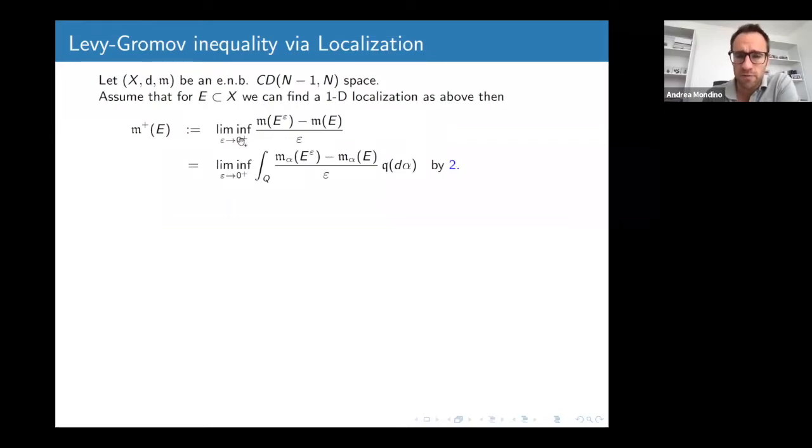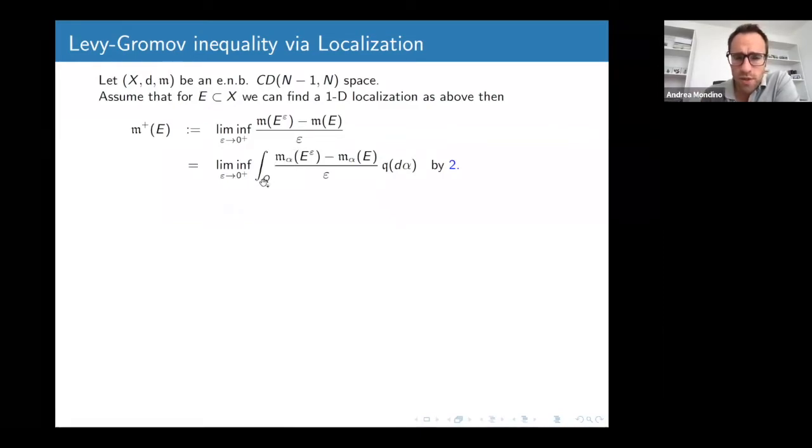It is the liminf for epsilon going to zero of the volume of the epsilon enlargement of the set minus the volume of the set, divided by epsilon. So what you are doing is taking the epsilon-neighborhood of your set, taking its volume, dividing by epsilon, and then letting epsilon go to zero. If the set is smooth in R^n, you can check that this converges to the (n-1)-dimensional volume measure of the boundary of the set. Now we want to prove a lower bound of it.